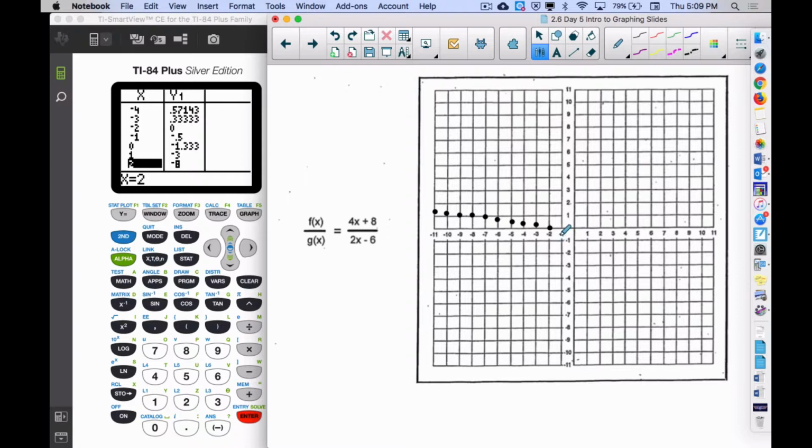At negative 1, we're at negative a half. At 0, we're at negative 1.33. At 1, we're down at negative 3. Now it's starting to drop a little steeper. At 2, we're down at negative 8.